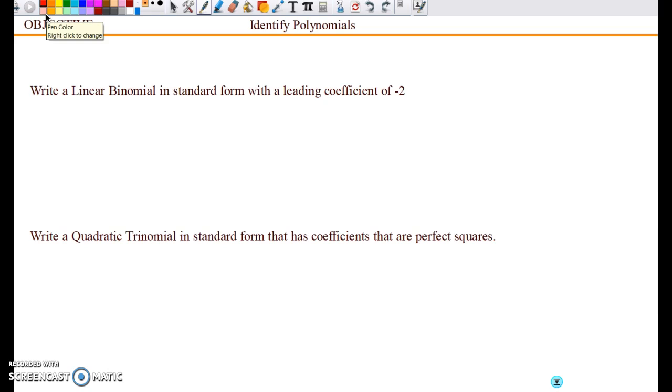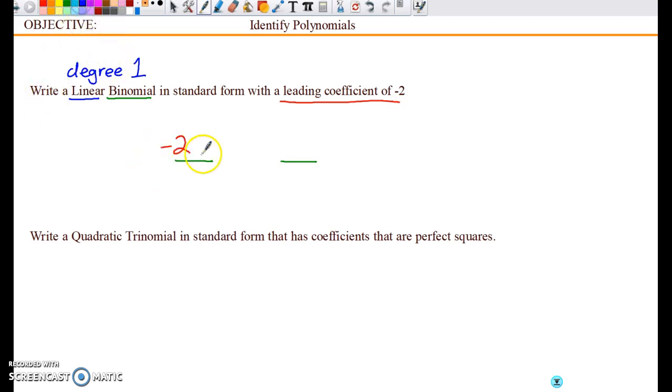For example, write a linear binomial in standard form with a leading coefficient of -2. So the first thing you need to know is that it's binomial. How many spots do I need to fill? 2, right? It needs to be linear, so that means I have to have the highest degree of 1. So that means I can't have an x with more than 1 as the exponent. And I need a leading coefficient of -2.